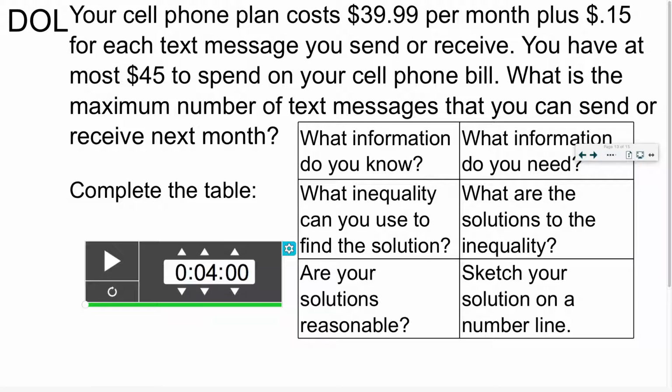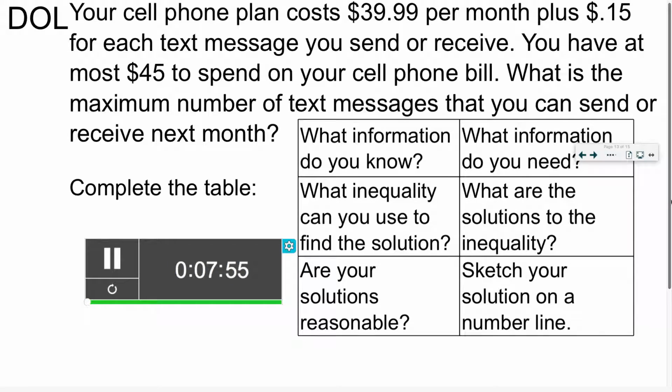So take about 8 minutes. Work together on this. This is collaborative. And then what we're going to do is I'm going to write the DOL on the chalkboard for you to solve. So work on this together. You should be able to write and solve an inequality. And then your DOL will be on the board. You can all do your DOLs at your own pace on the sheet that we handed back.